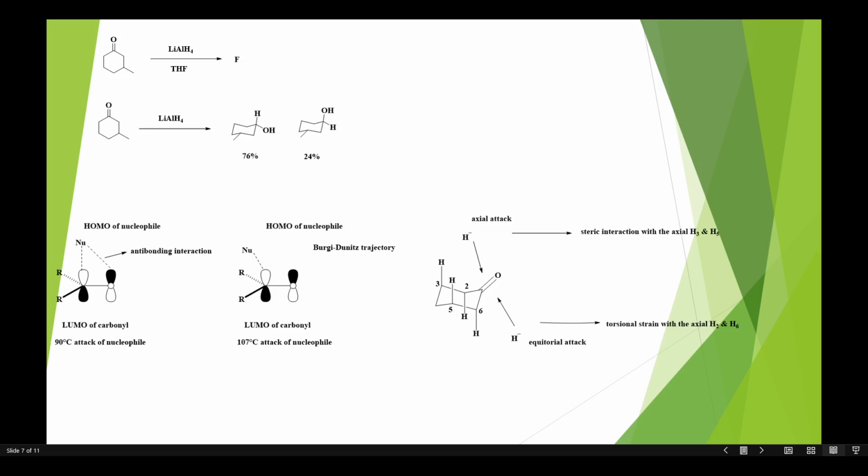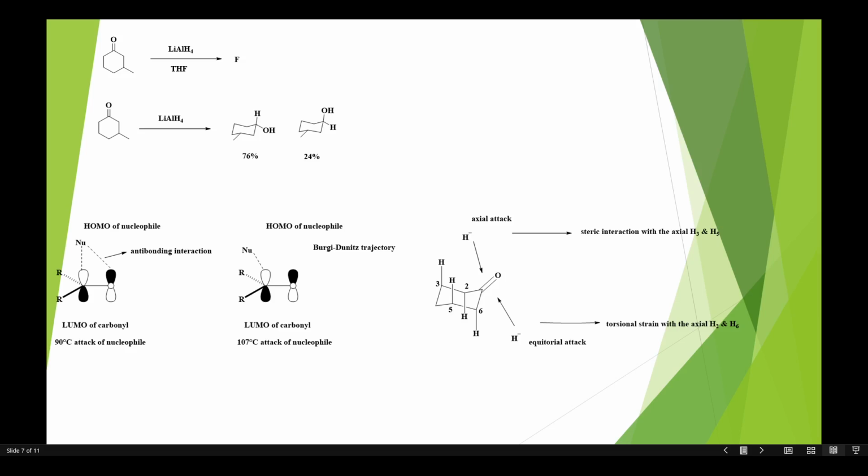But when your nucleophile is a much bulkier nucleophile, in that particular case the angle of attack will come from the equatorial side, because the nucleophile has to come from the equatorial direction to minimize the interaction with the different kinds of hydrogen present in the cyclohexanone.